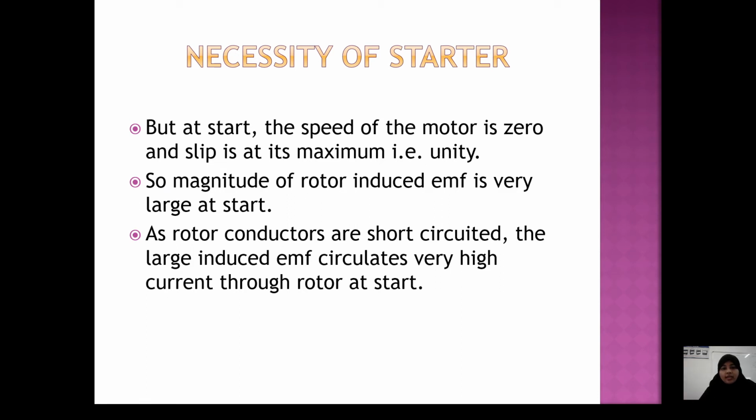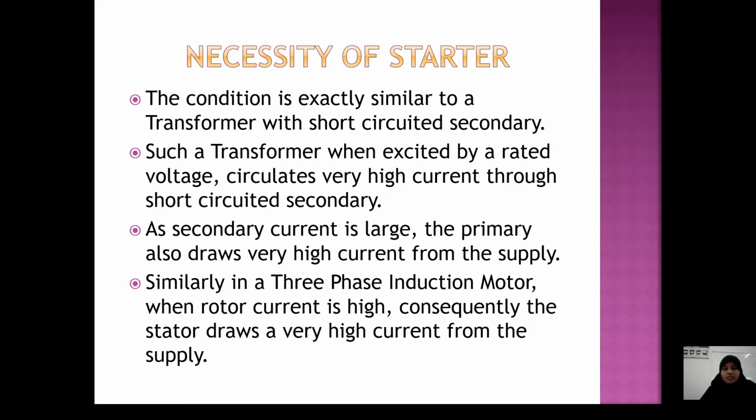So the magnitude of rotor induced EMF is very large at start. As the rotor conductors are short circuited, the large induced EMF circulates a very high current through the rotor at start. This we have already discussed. This is a condition similar to a transformer with short circuited secondary. A transformer, when excited by rated voltage, will circulate very high current through the short circuited secondary, and as the secondary current is large, the primary will draw very high current from the supply.